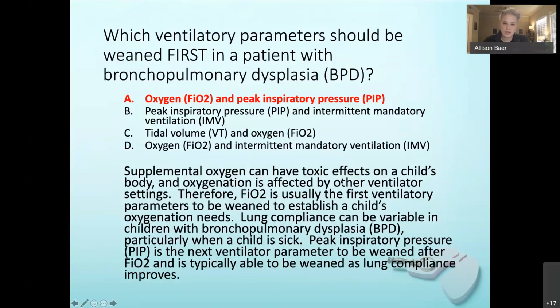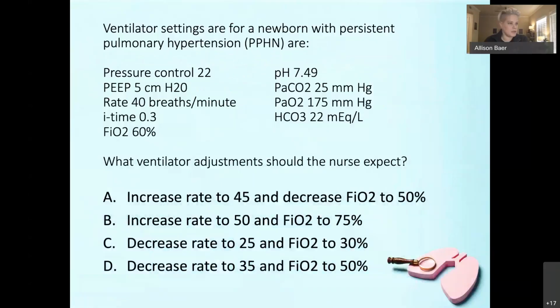So supplemental oxygen can have a toxic effect on the child's body, and the oxygenation is affected by other ventilator settings. So FiO2 is usually the first thing to wean, and then their lung compliance can be variable, especially when they're sick. So they're probably going to need higher PIPs when they're sick, and you want to get those down as soon as you can. So here's the next one.